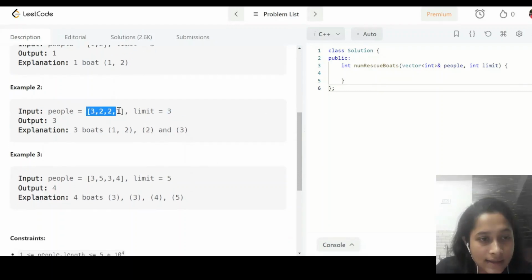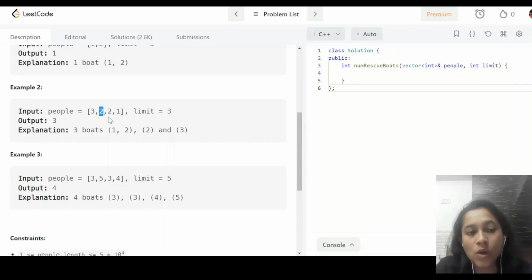Look at this example. Here our limit is 3. The first person, whose weight is 3, will need 1 boat. Then we have 2 comma 1. 2 plus 1 is 3, so 2 people can go in 1 boat. And another person with weight 2 will also need another boat. So in total there will be 3 boats needed to carry these people.